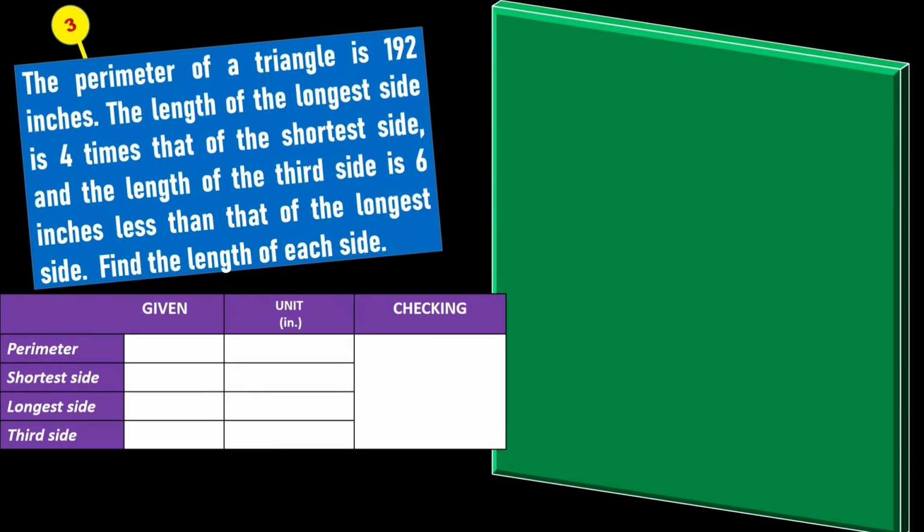Problem number 3. The perimeter of a triangle is 192 inches. The length of the longest side is 4 times that of the shortest side, and the length of the third side is 6 inches less than that of the longest side. Find the length of each side.